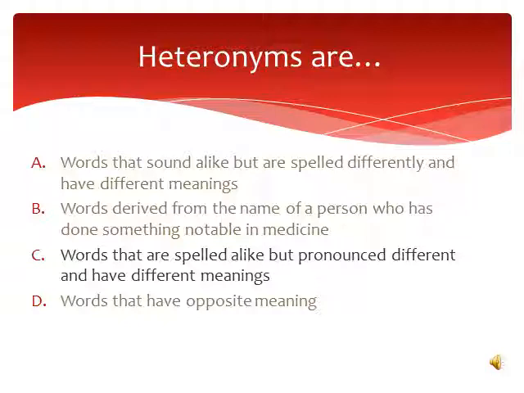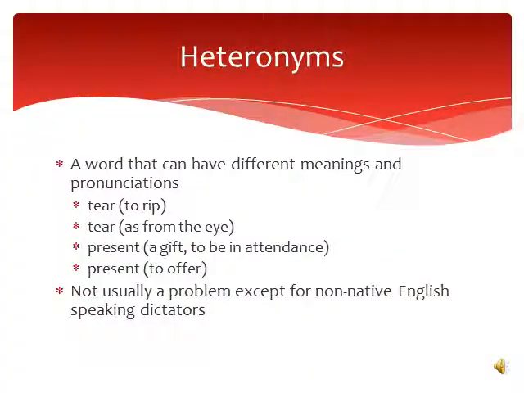The correct answer is C. Heteronyms are words that are spelled alike but pronounced differently and have different meanings. And here are a few examples of some heteronyms. To tear, such as to rip something, to tear a sheet of paper, or a tear, as in a tear fell from her eye. Present, like giving a gift or to be in attendance, or to present. The doctor presented at the conference. So for the most part, these aren't too hard for us as long as English is our native language. For those who have English as a second language, they might find these words to be a little bit more of a challenge.